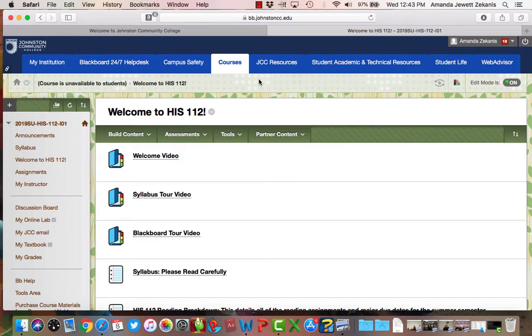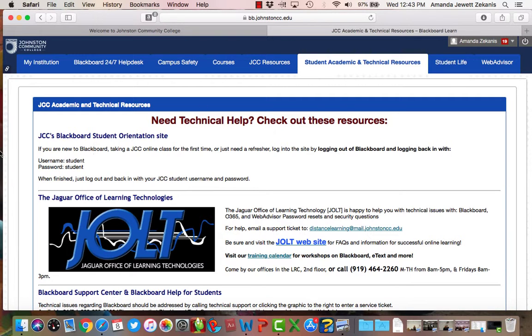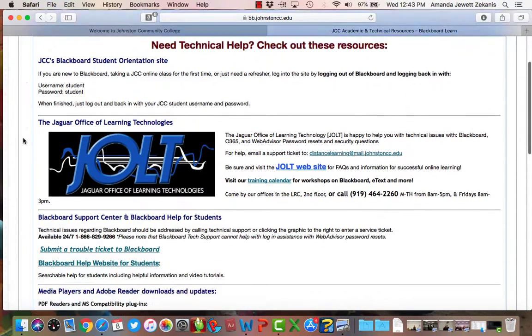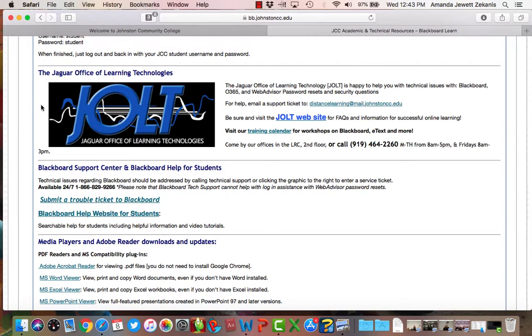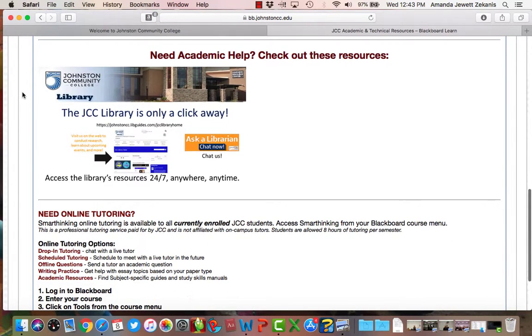Okay. So the last things I will show you, just to make sure you're aware of what's available to you, is the Student Academic and Technical Resources tab up at the top. Here's the information for JOLT if you have a concern or issue while you're taking and submitting a test, or a discussion board, or a paper, and Blackboard eats it, or freaks out, or you get kicked out of the test before the time limit. Contact JOLT and copy me. Okay, and we can figure it out.